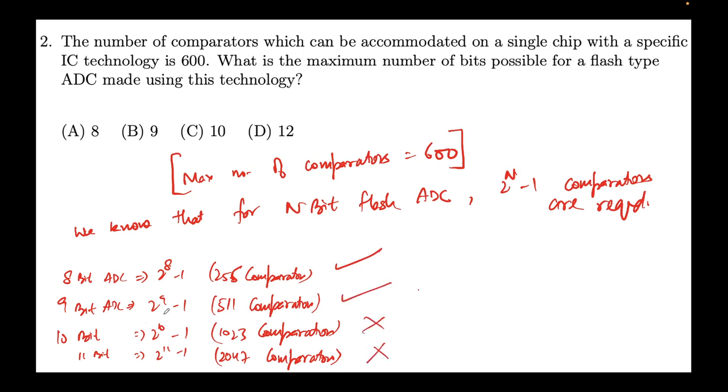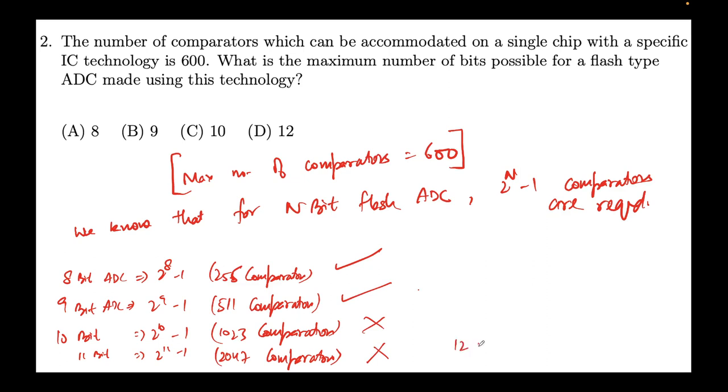So remember, the higher the number of bits, the better the resolution, right? But there is a trade-off. If you increase the number of bits, we require more comparators, and in this technology we have only 600 available. So you can make an 8 bit ADC, you can make a 9 bit flash ADC, but you cannot make 10 bit or 11 bit or 12 bit.